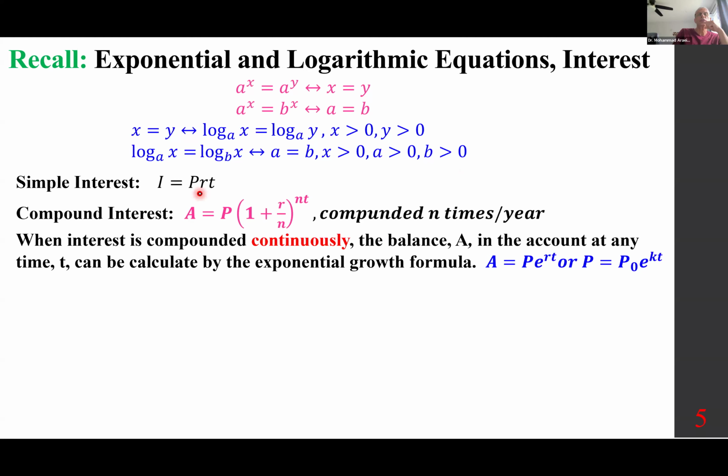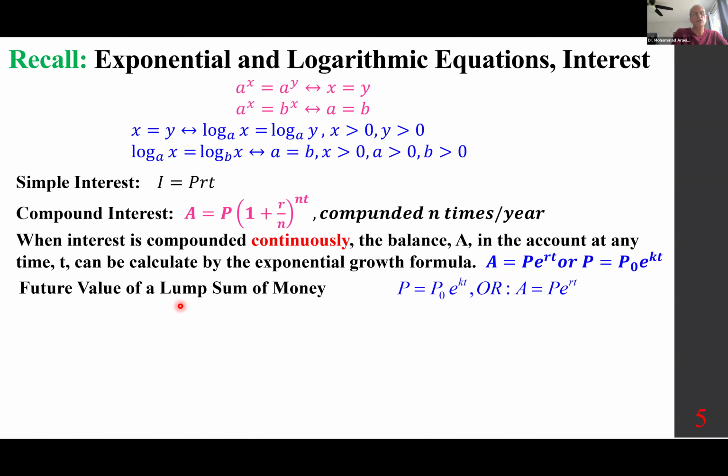Reminding you of simple interest, I equals PRT. Compound interest, A equals P times 1 plus r over n to the power of nt, compounded n times per year. When interest is compounded continuously, the balance A in the account at any time t can be calculated by the exponential function A equals P e to the power of rt. Sometimes they use P equals P sub 0 e to the power of kt. And I write both of them because it depends on the text.